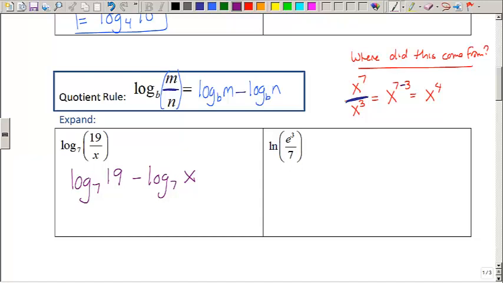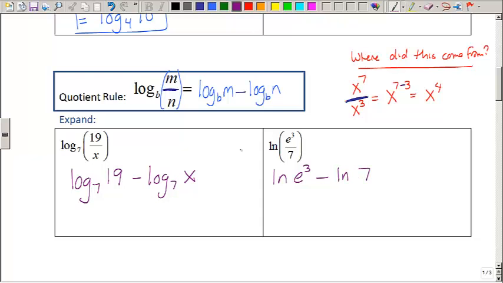On my next problem, notice I'm using ln, and because I have the property ln, that's an invisible base e, I'm not going to go ahead and write that. I'm just going to make note that it is an invisible base e when I use natural logarithm. Natural logarithm of the numerator, e cubed, minus natural logarithm of the denominator, 7. And now I have expanded this as far as it can go.